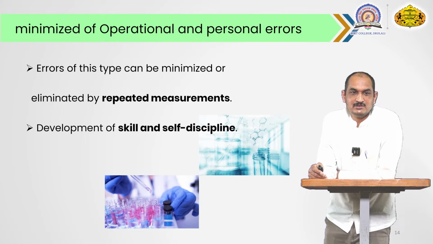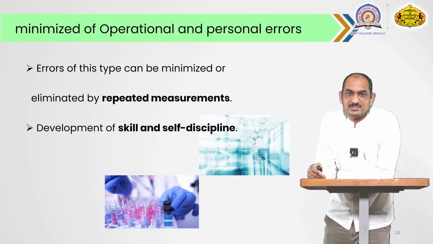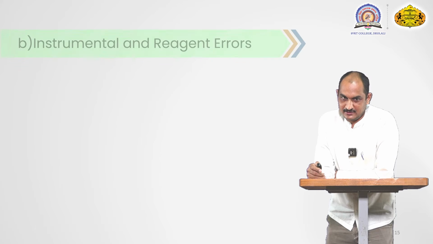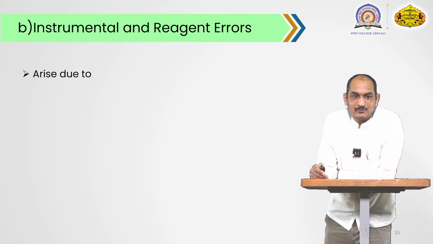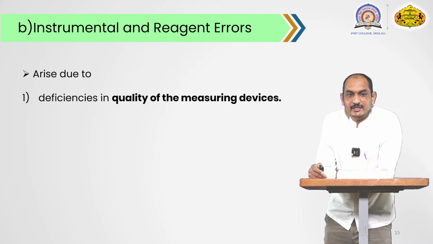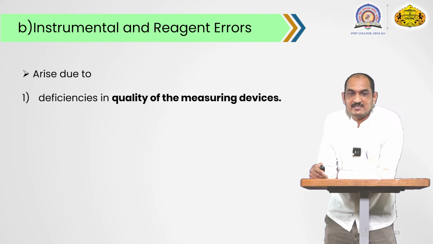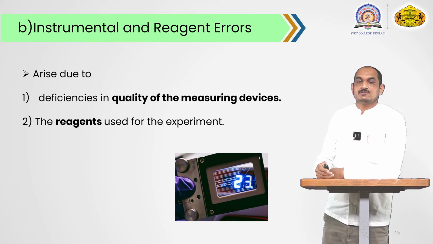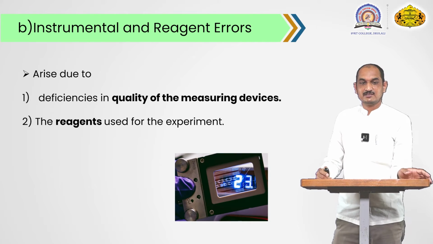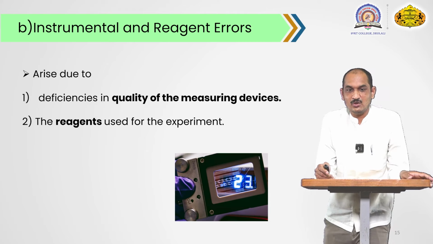These are some important points for the minimization of operational and personal error. Next type of determinate error is the instrumental and reagent error. Such a type of error arises due to deficiencies in the quality of measuring devices. Then it may arise due to the reagent used for the experiment.